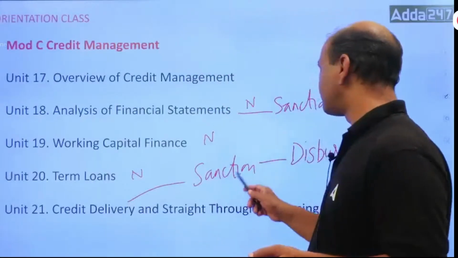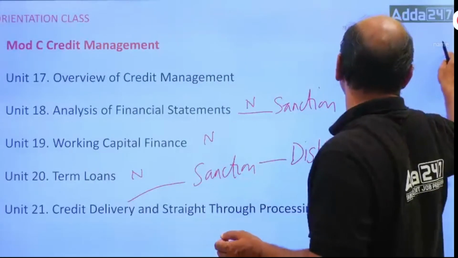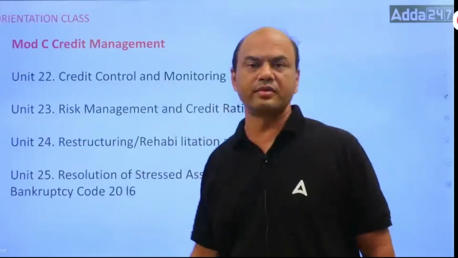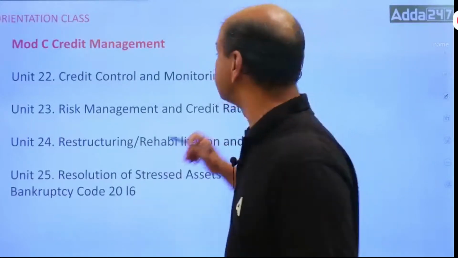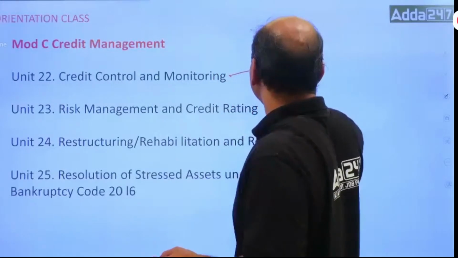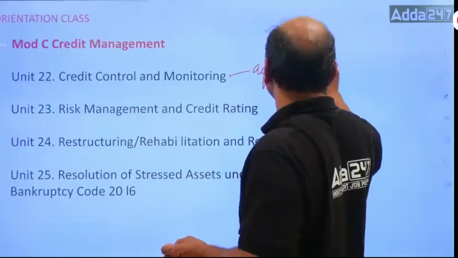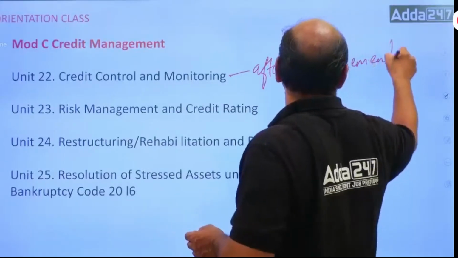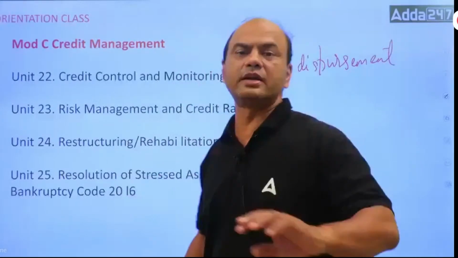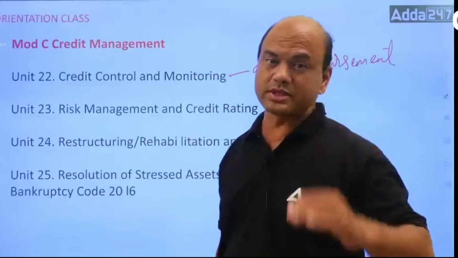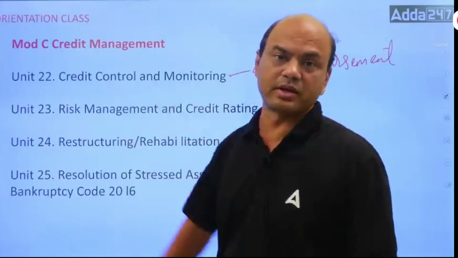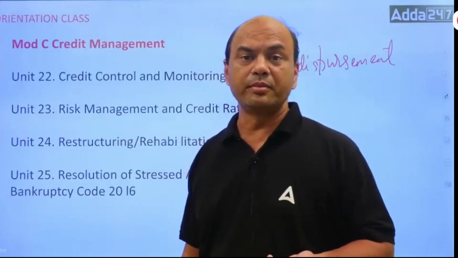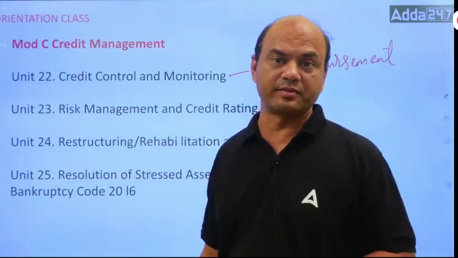So credit delivery from sanctioning to disbursement, and STP. Credit control and monitoring. How to control means after sanctioning, now this is after disbursement. You look at the sequence. That's why I said the module is totally related to loans. It goes logically. Credit control and monitoring: what is the audit to be done, how to control any loan? Mainly this is for CC, cash credit.